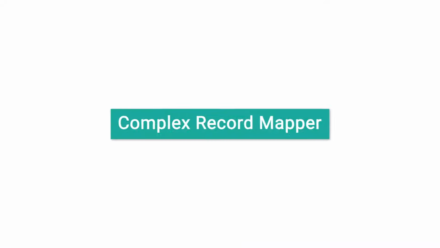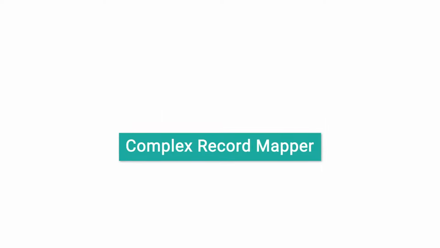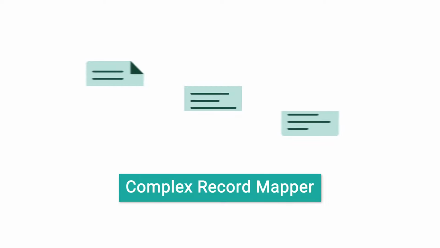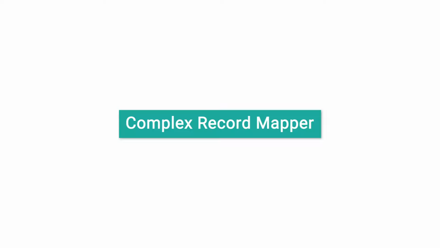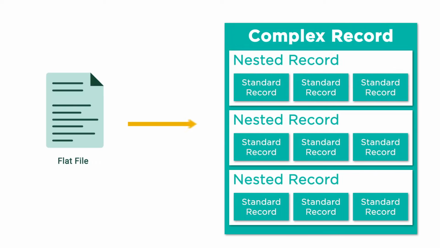In this video, you'll learn how to use the complex record mapper in InterSystems IRIS to process incoming files that contain complex and nested records. The complex record mapper works by breaking down an incoming flat file into the records and sequences of records that compose it. It then assembles these records into a single message object with all nested data as object properties.